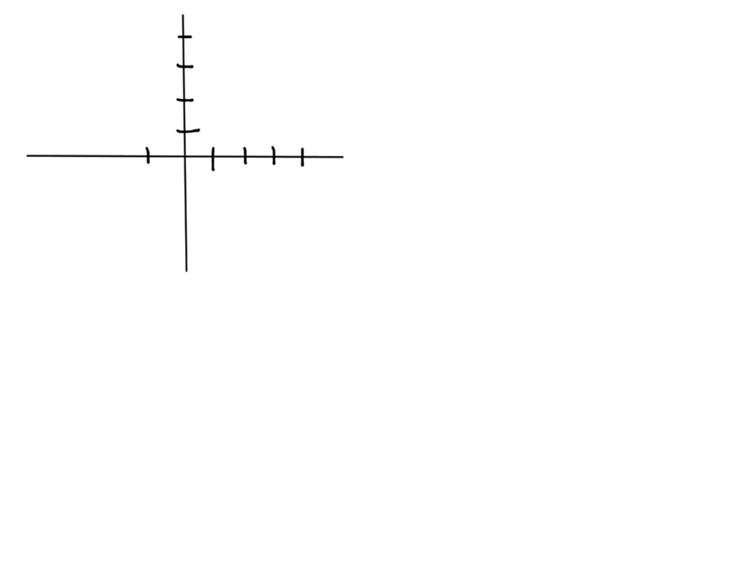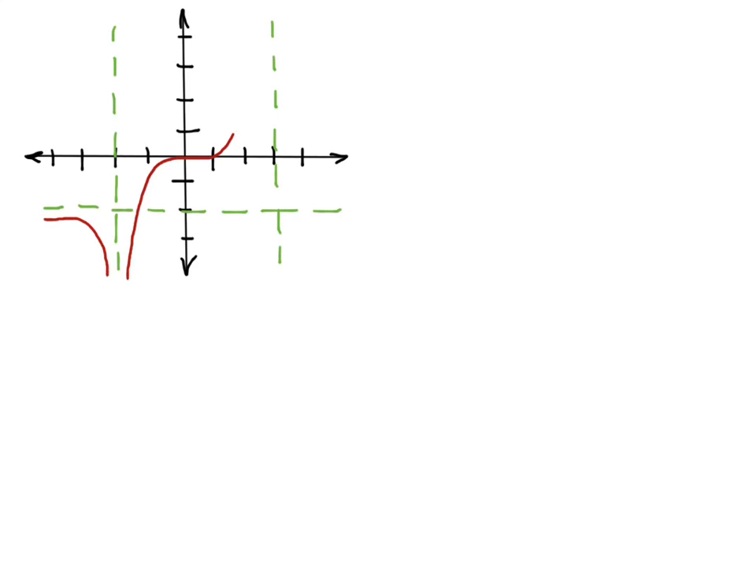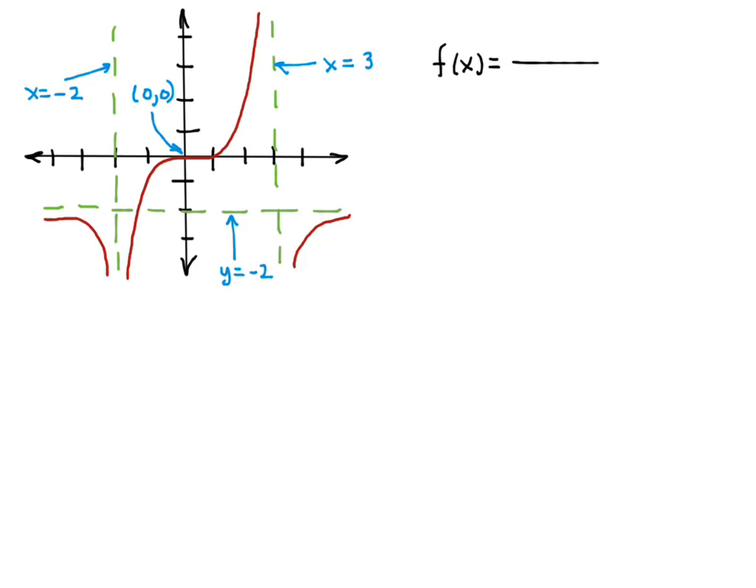Okay, so let's look at the next one, and the next one here I think will probably take some studying on your own because it does go kind of fast. If I have a function that looks like this, so I have a big mess here where I have the x and y intercept at 0, 0, and then I have a horizontal asymptote at negative 2, and I have vertical asymptotes at negative 2 and 3.